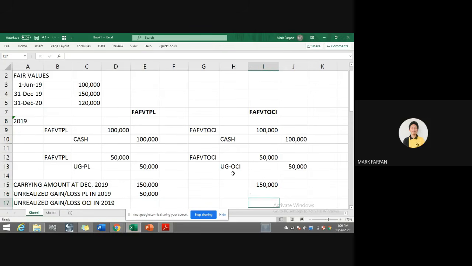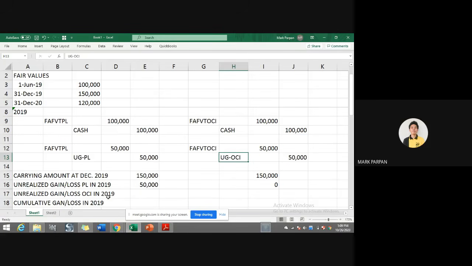Remember, the gain for FVTOCI will not go to PL, it will go to OCI. So in our third question, the unrealized gain or loss on OCI, here it will be 50,000. PL has none. Did you get it? I hope you got it. Again, they are to be presented separately. For FVTPL, the unrealized gain goes to PL. For FVTOCI, the gain goes to OCI.